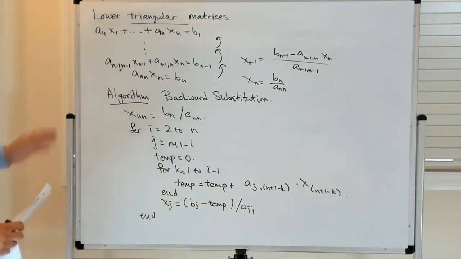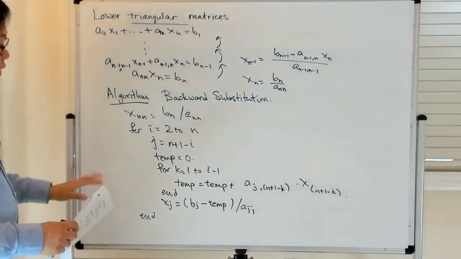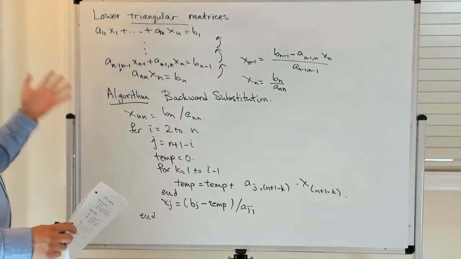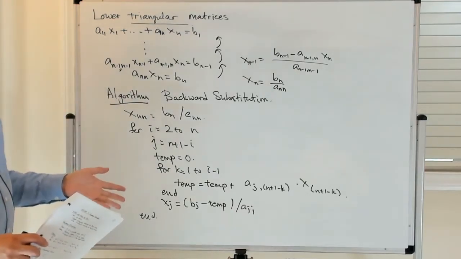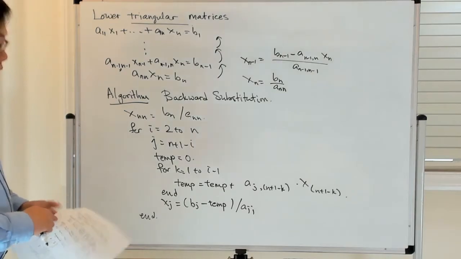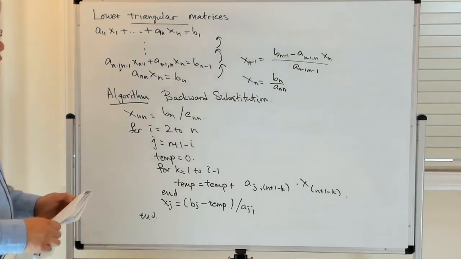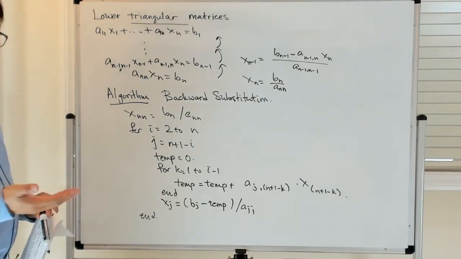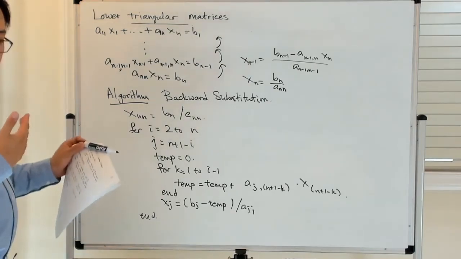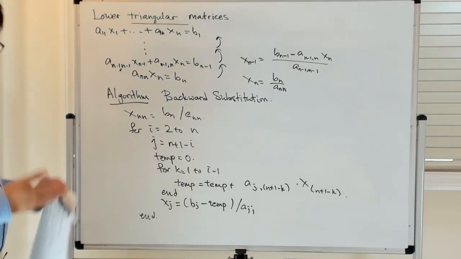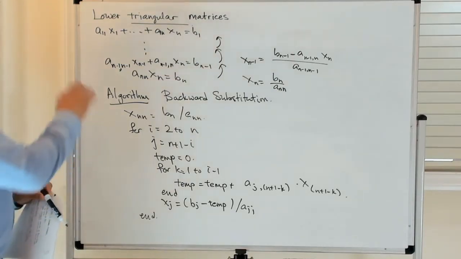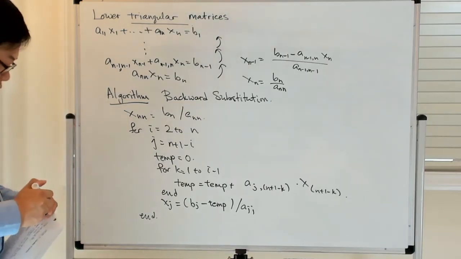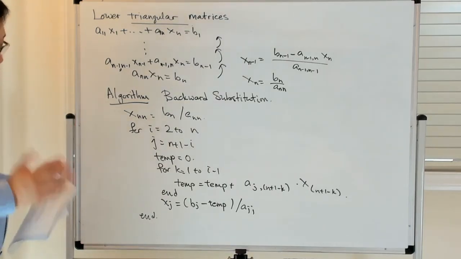Okay, so that's the basic setup for both forward and backward substitution, which is relevant for lower triangular and upper triangular matrices. The next thing we're going to discuss is Gaussian elimination, which is a way to factorize a matrix into the product of a lower triangular and upper triangular matrix. Once you've done that, you can use the forward and backward substitutions to solve the linear system of equations. So let me just stop here for now.